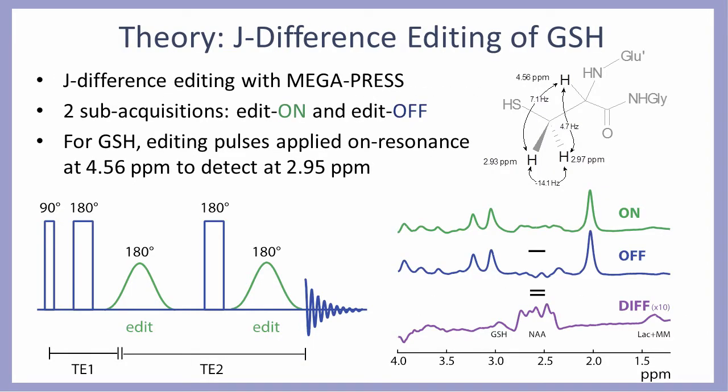In J-difference editing of glutathione with MEGA-PRESS, there are two sub-acquisitions: an edit on acquisition, where the editing pulses are applied to the glutathione signals at 4.56 ppm, and an edit off acquisition, where the editing pulses are placed off resonance. Subtracting the off acquisition from the on acquisition results in a difference spectrum, which contains the edited glutathione signal at 2.95 ppm.